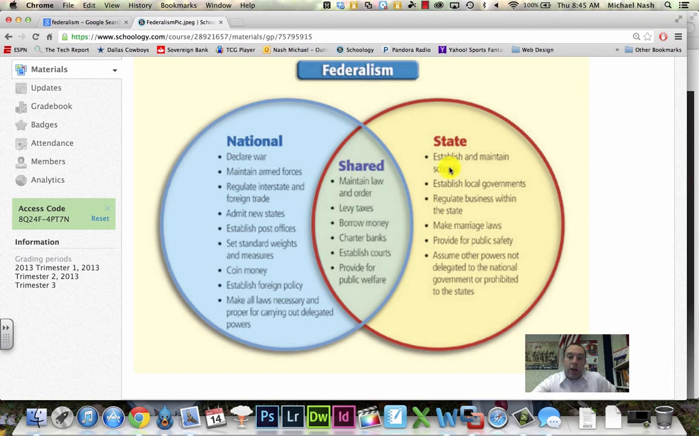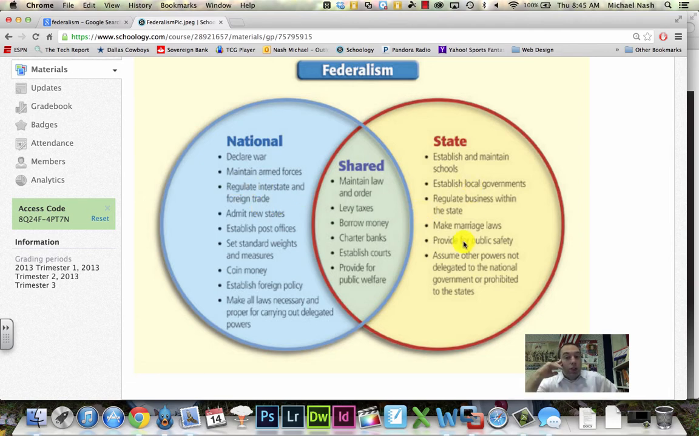The state governments, they are in charge of schools. They're in charge of creating town governments, local governments. Within the state, they regulate business. So if it is a business transaction between Vernon and Tolland, well, the state government would be in charge of that. If it were a transaction between a business in Tolland, Connecticut and Albany, New York, well, then that would be a national job. So interstate versus within a state.